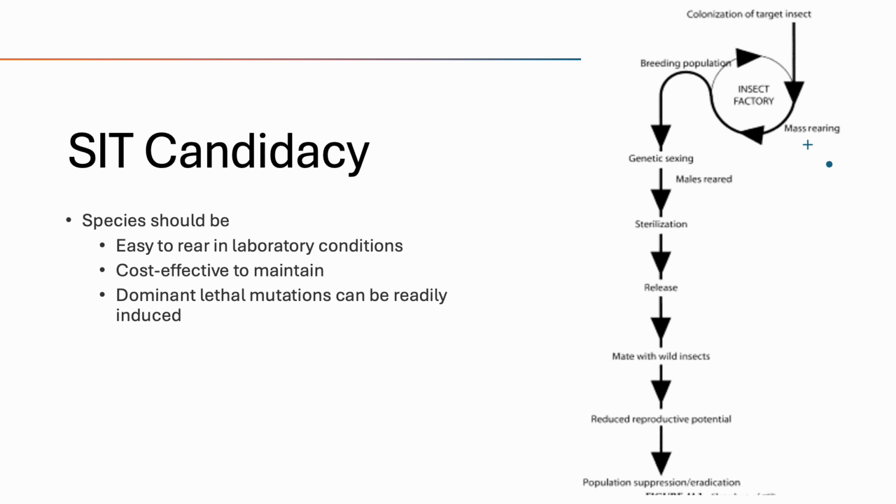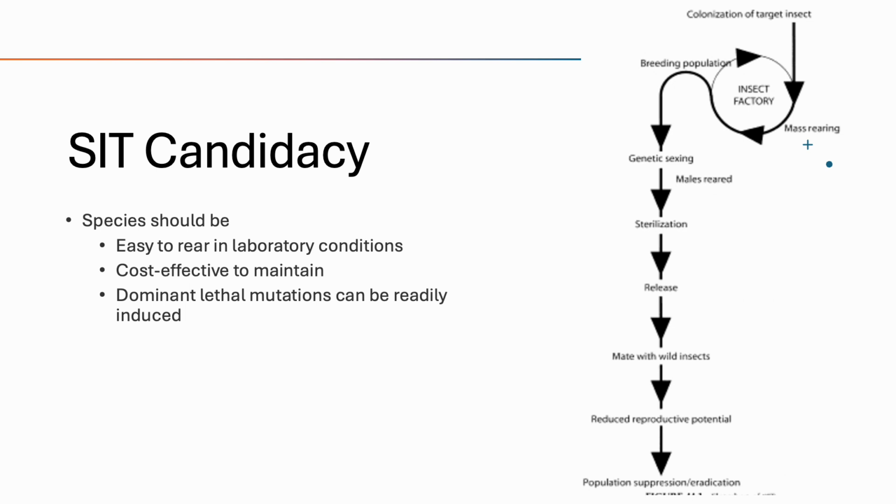The effectiveness of these SIT techniques stems from the species themselves. In order for these species to be good candidates in receiving this technique, species should be easy to rear in laboratories, cost-effective to maintain in these laboratories, and dominant lethal mutations need to be able to be readily induced.